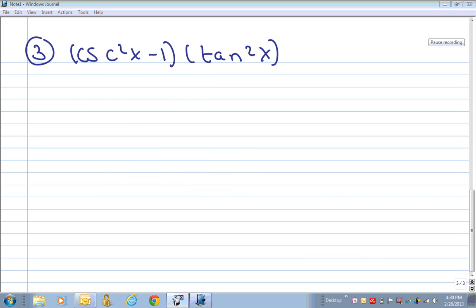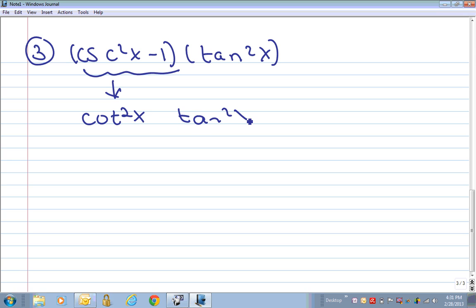All right, for number 3, we have cosecant squared x minus 1 times tan squared x. All right, cosecant and tan. I'm not sure where we're going with Pythagorean identities. Let's start there because this is obviously part of the Pythagorean identity. Cosecant squared x minus 1 is going to be cotan squared x. If you look at your identity page, you'll see that. So you'll rewrite this as cotan squared x, and then we'll have times tan squared x.